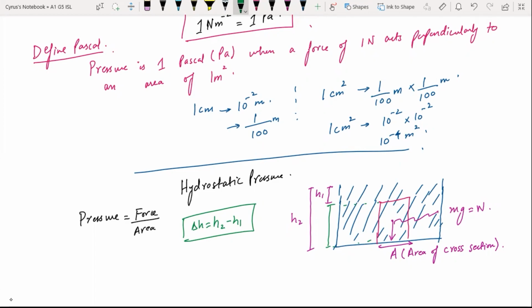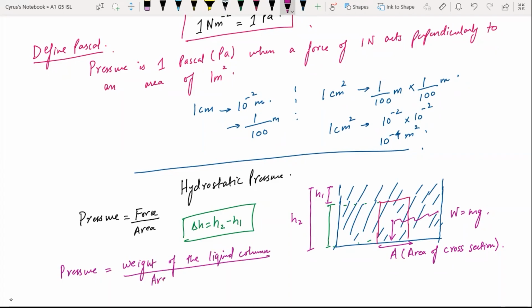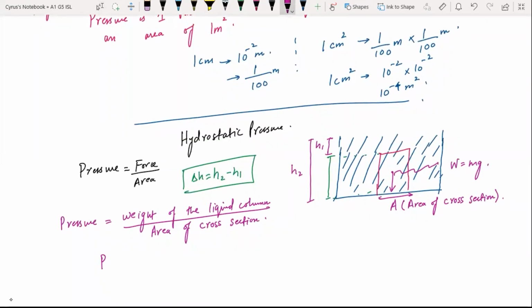Iska weight mg hai. Isko hum weight kahenge. This is mg. I can write here pressure is equal to force over area. So I can write here the pressure as weight of the liquid column over the area of cross section. And we can write easily here that weight is mg, area is A.